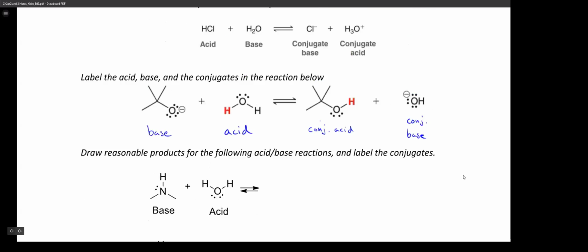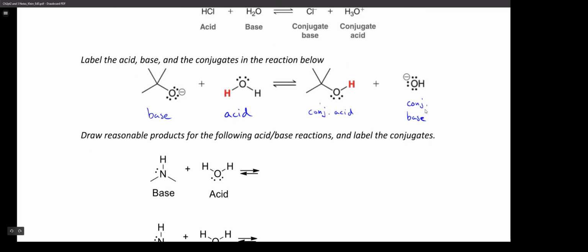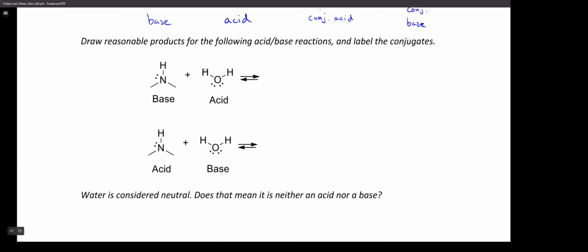So anyway, we have here our base, our acid, our conjugate acid, and base. I want to try the same reaction here. Only one of these is going to be more probable, as we'll see later on. But I want you to try the reaction as if this is the base and this is the acid, and then try writing the reaction as if this is the acid and the water is the base. So take a moment and try that.